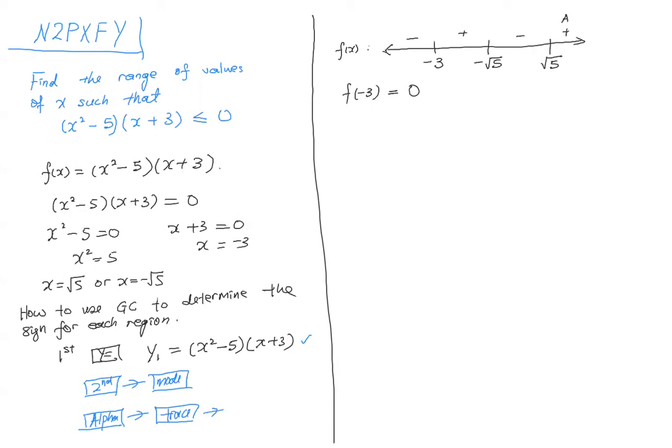Then you select your Y1, right? Then you try with different regions. Then you get the sign. Okay, so now, if the sign is positive, that means for x greater than square root 5, can someone interpret for me what is the value of fx? Is it greater than 0 or less than 0?